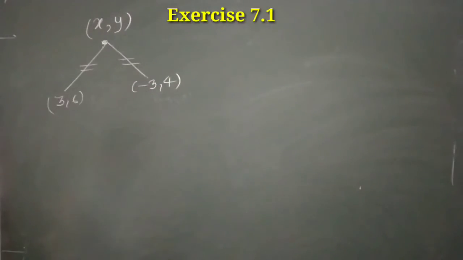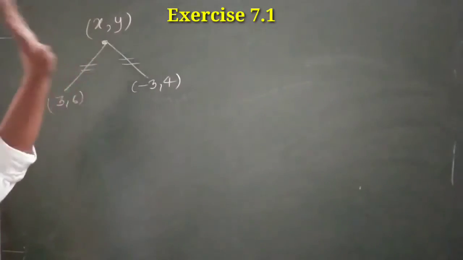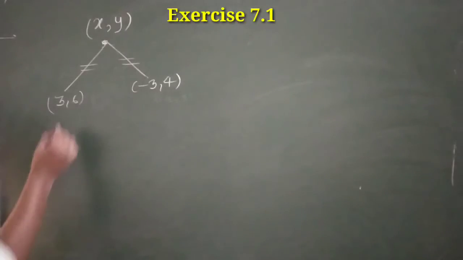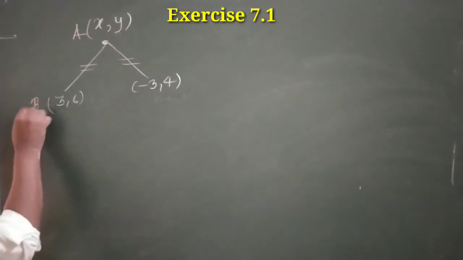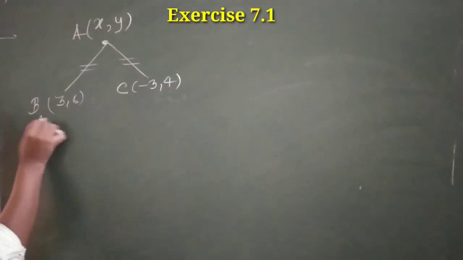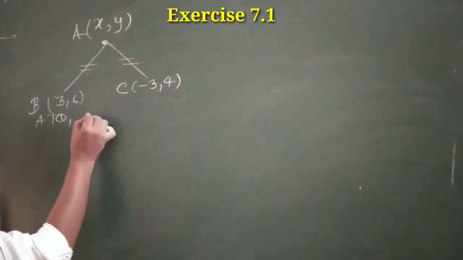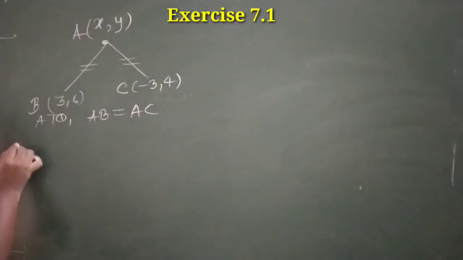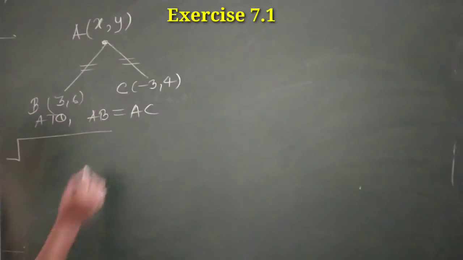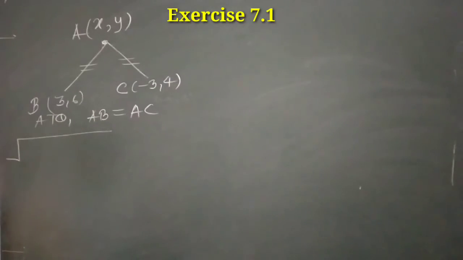Means one point is given to us. Its coordinates are x comma y, and this point is at equal distance from the points 3 comma 6 and minus 3 comma 4. So what we have to do? We have to find out a relation. It means we have to form an equation in terms of x and y. Okay. So we can apply the distance formula. Just give the names A, B, C to the points according to the position. AB is equal to AC. So just apply the distance formula as we had done in question number 8 and 9, and we are doing in this exercise.